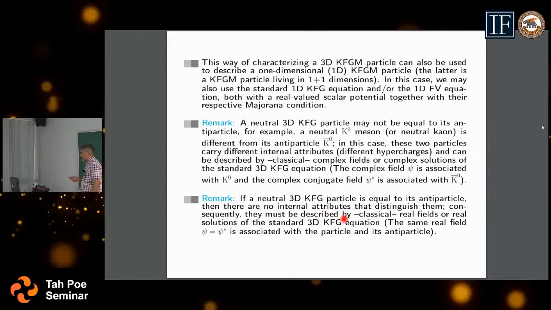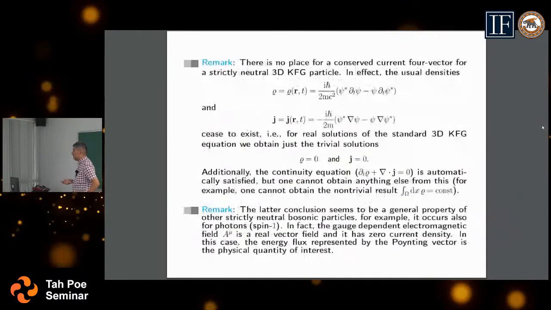The other remark is this: we can have neutral particles equal to their antiparticle, the pi 0, for example, the pion. But here we don't have internal attributes. So if you want to describe this kind of particle, you have a classical real field, or a real solution of the standard equation. The Klein-Fock-Gordon equation can have real solutions. And C and C asterisk describe the same particle, because the particle is equal to the antiparticle. Okay, this is a common idea.